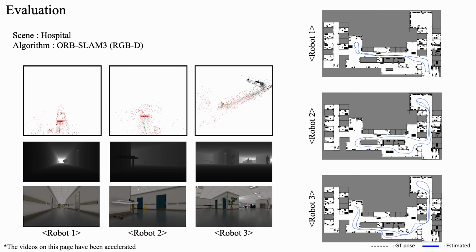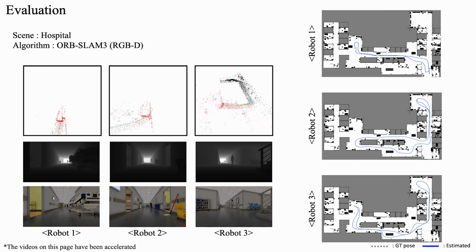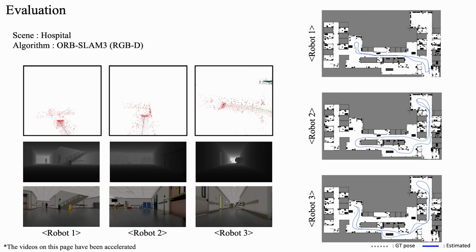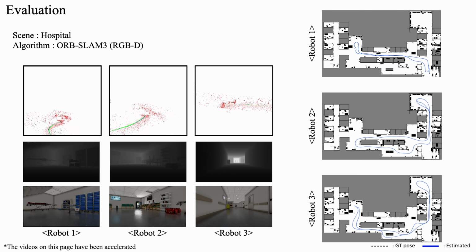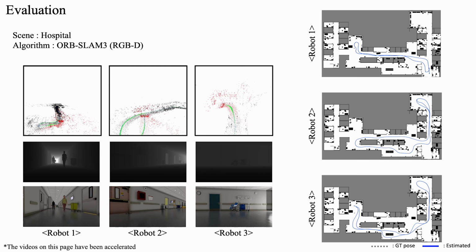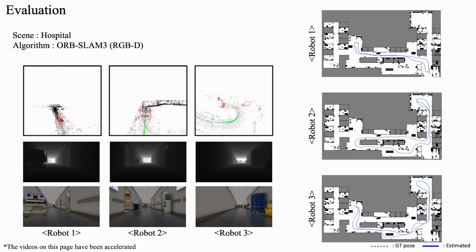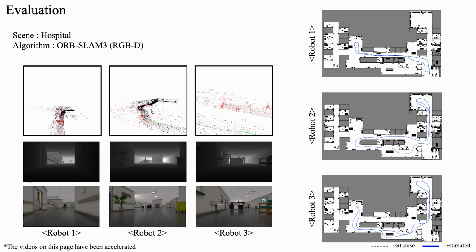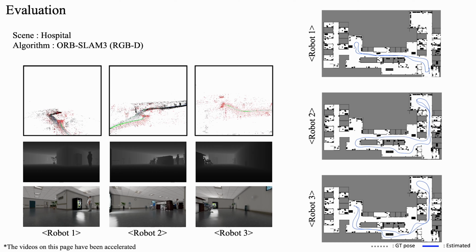This section demonstrates the execution of a SLAM algorithm using our dataset. This is the result of running ORB-SLAM3, one of the single robot SLAM algorithms. In the hospital, the presence of numerous static objects, such as chairs and desks, facilitates easier feature matching, thereby enhancing the accuracy of pose estimation.